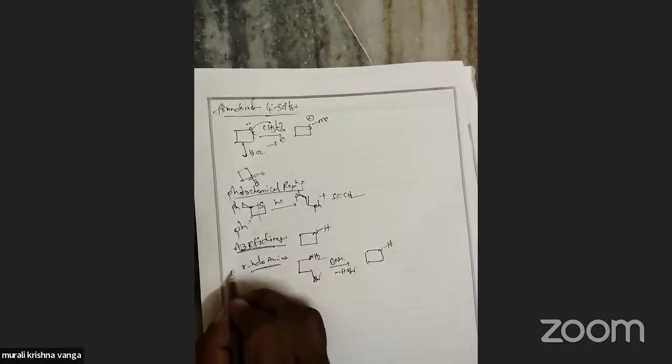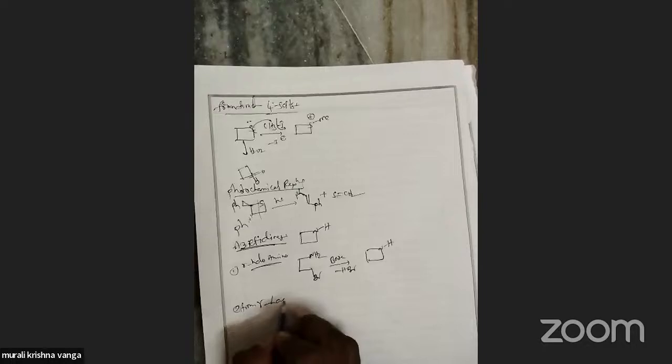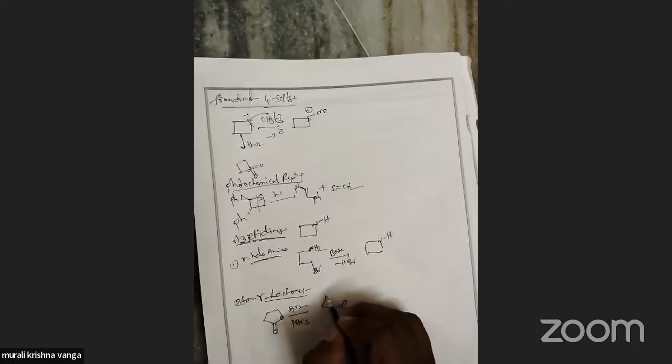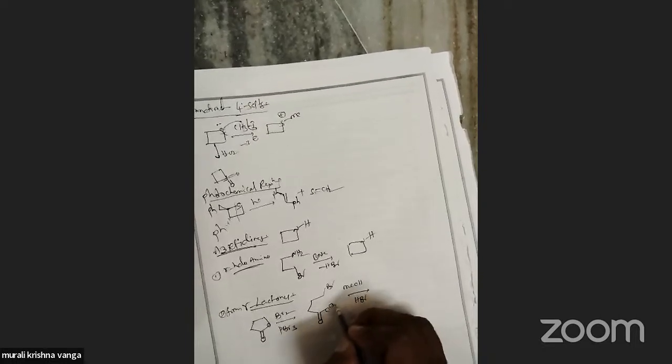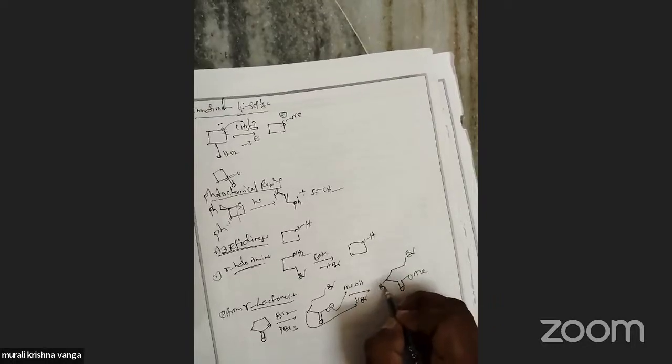The second method is from gamma-lactones. When gamma-lactones react with bromine in the presence of PBr3, and then react with ethanol and HBr, alkylation takes place at the ester position and bromination at the alpha position of the ester.